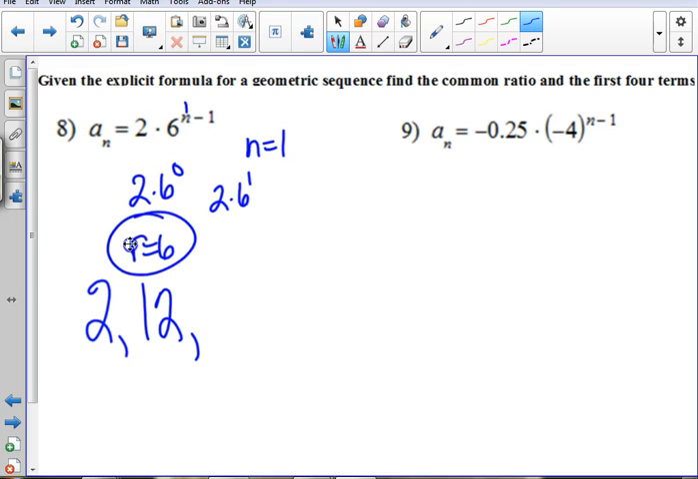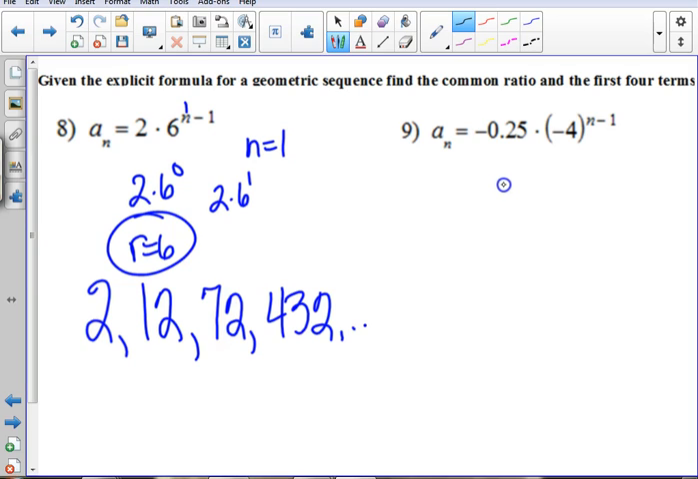So the common ratio is 6, and they want 4 terms. 12 times 6, 72. How'd I do? Times 6. Yep, we only need 4. And the first one was this, and it does count as term 1. Okay.